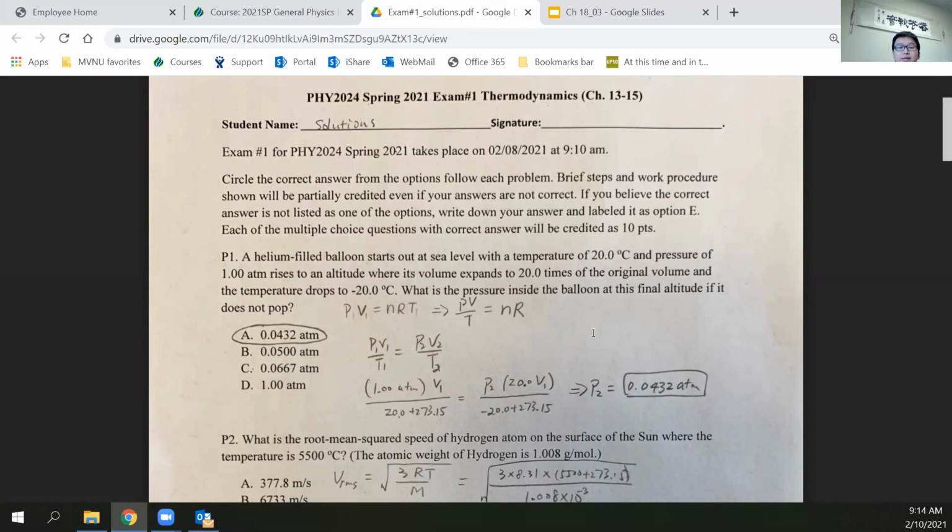Basically, you can rewrite the ideal gas law PV = nRT. That gives you PV/T = nR. So PV/T should be equal to a constant because n and R are both constants. Then P1V1/T1 should be equal to P2V2/T2. You're looking for P2 here with the rest of the parameters given. So you solve for P2 in that sense.